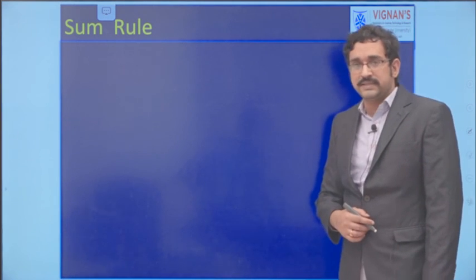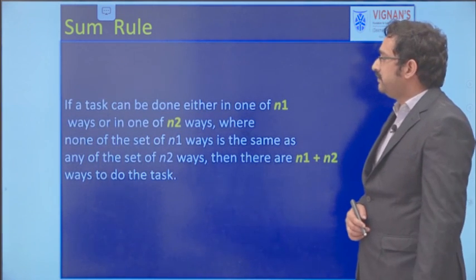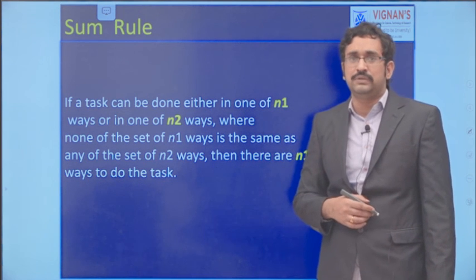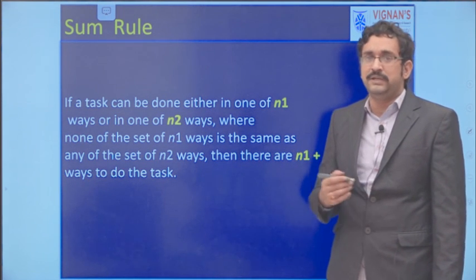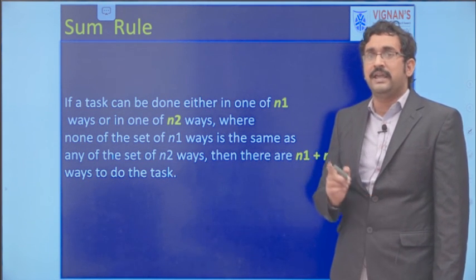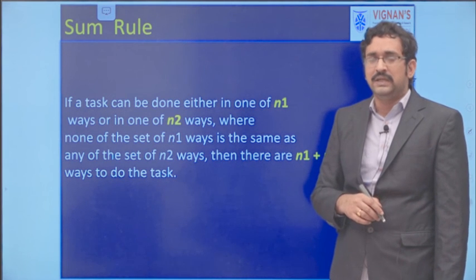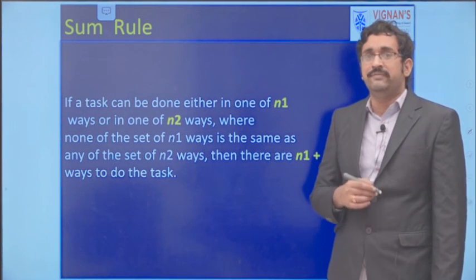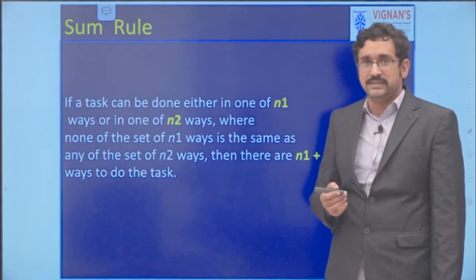Next we are going to discuss the sum rule. So what is the sum rule? We know what the product rule is. If a procedure is split into two tasks and there are n1 ways to do the first task and n2 ways to do the second task, then there will be n1 into n2 ways to complete the procedure.